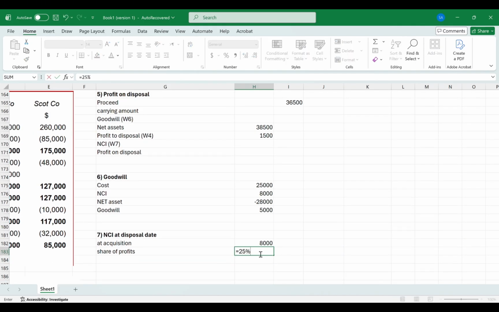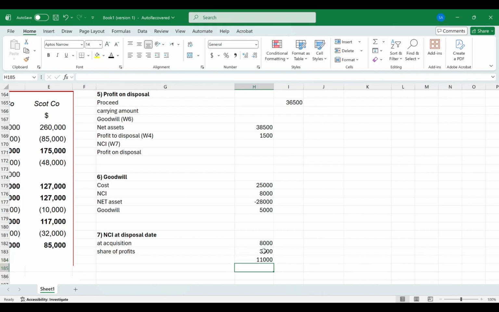So when you're taking here, it is 25% of your net asset at the date of acquisition, 38,500. With this, you'll be adding this year's profit, 1,500 minus 28,000, the net asset at acquisition, because that is your post-acquisition profit. So the sum of these two is your NCI.